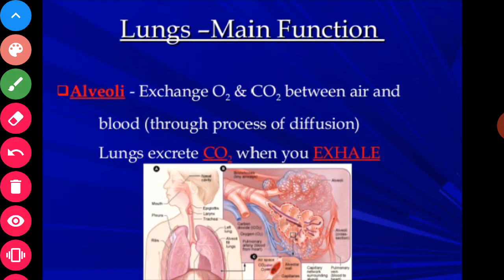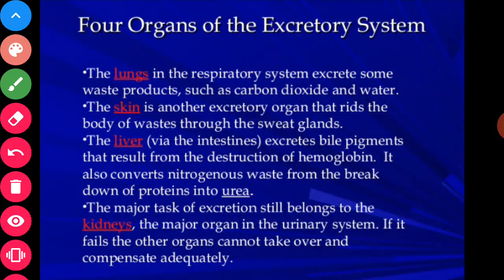Same through the skin. The skin in the human body also acts as an excretory organ that rids the body of wastes through the sweat glands. The human skin has openings called sweat pores. Water and a small amount of urea are thrown out through them.